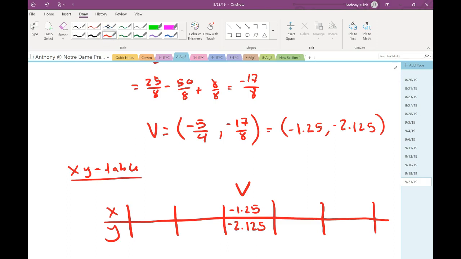Now, if we're going to choose our x-coordinates, what would you want to choose for the left-hand side?